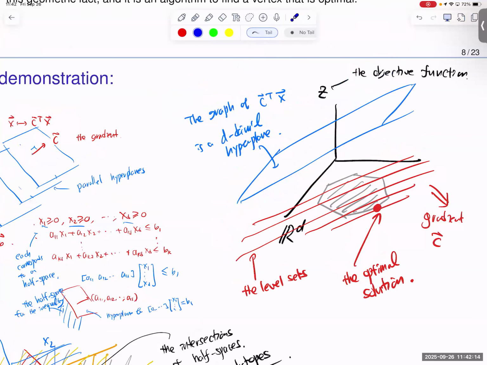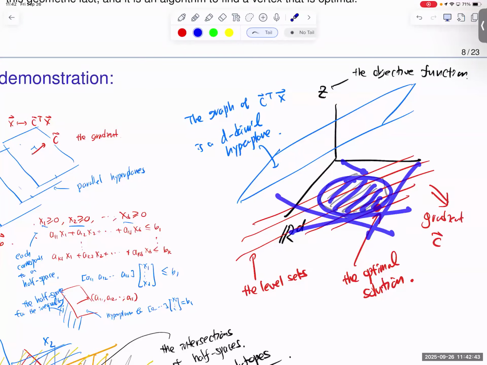In the infinite dimensional case, I mean, there are a few ways of having an infinite dimensional case. Even when the decision variable is in finite dimensional space, you may have infinitely many constraints, right? Infinitely many half spaces to intersect. For example, you may have some kind of round shape as an intersection of infinitely many half spaces. Okay.